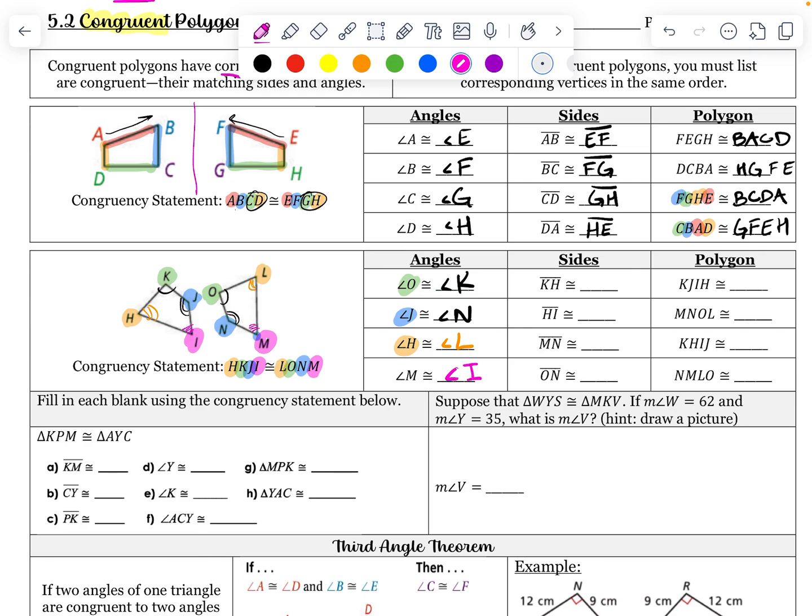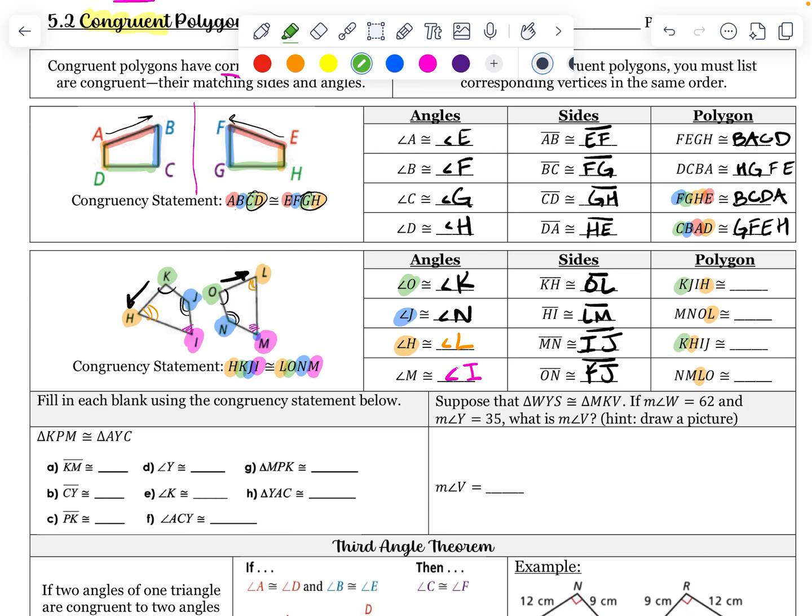Okay, now let's talk about my corresponding sides. So let's see, if I go from K to H, K to H is green to orange. So I need to go green to orange here, which is OL. HI is orange to pink. So let's go LM, orange to pink. MN is pink to blue. So pink to blue is IJ. ON is green to blue. So green to blue is KJ. Polygon. Let's get my colors out. H, L.